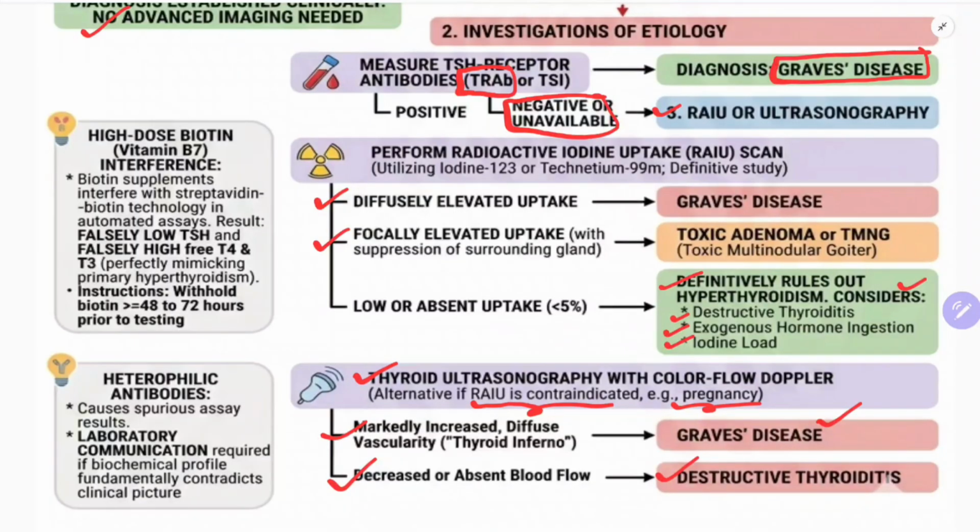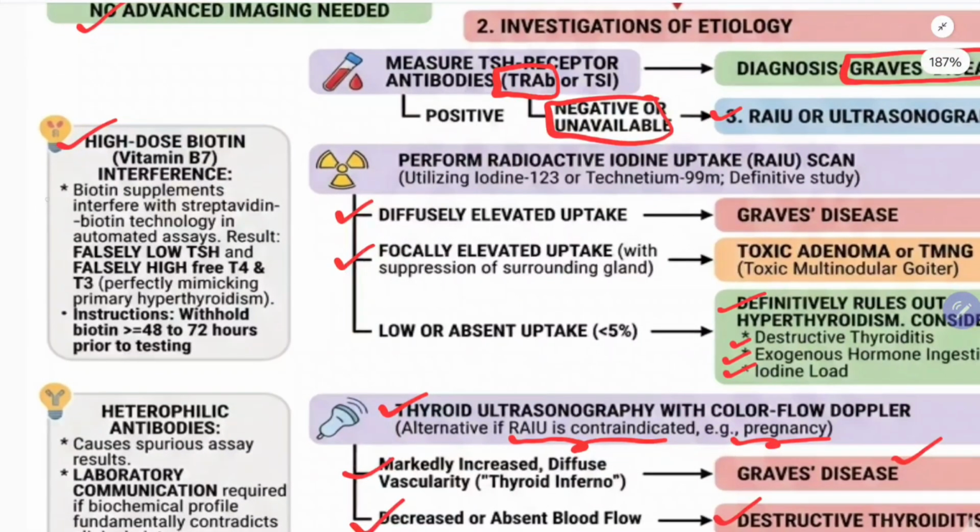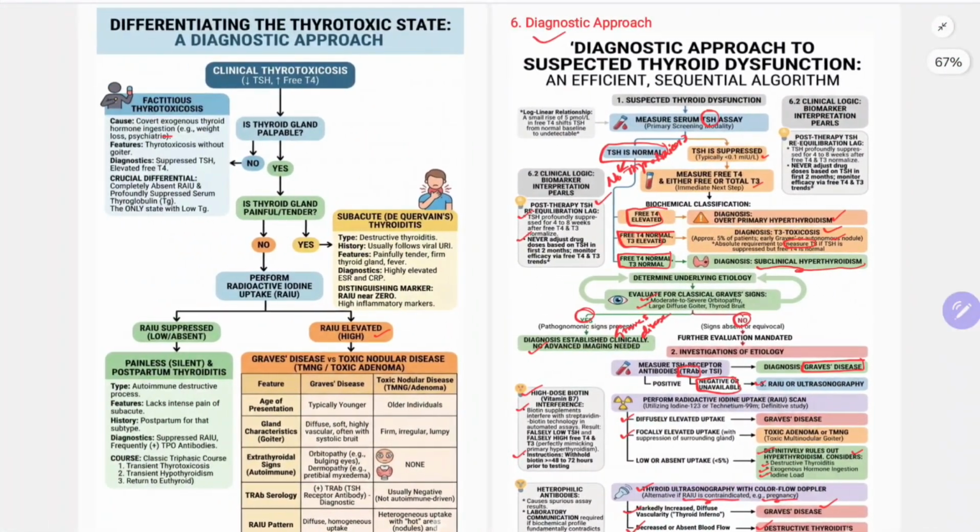Now again here, high dose biotin, vitamin B7 interference. Biotin supplements interfere with streptavidin biotin technology in automated assays, resulting in falsely low TSH and falsely high free T4 and T3, perfectly mimicking primary hyperthyroidism. So the instruction is to withhold biotin for at least 3 days prior to testing. So biotin interference you should remember.